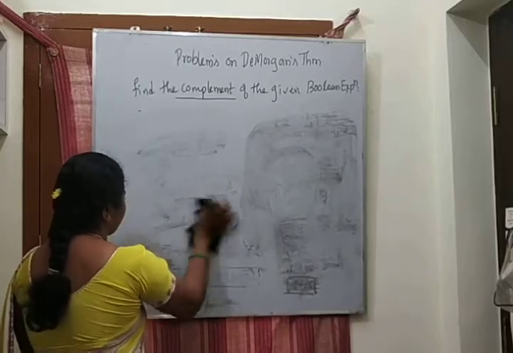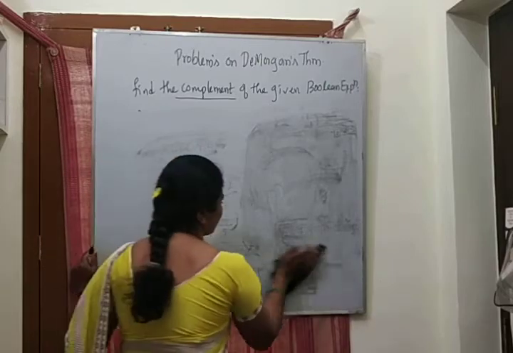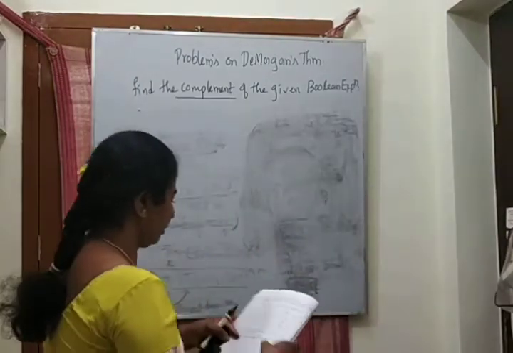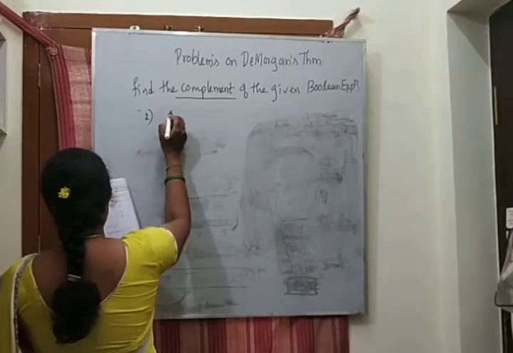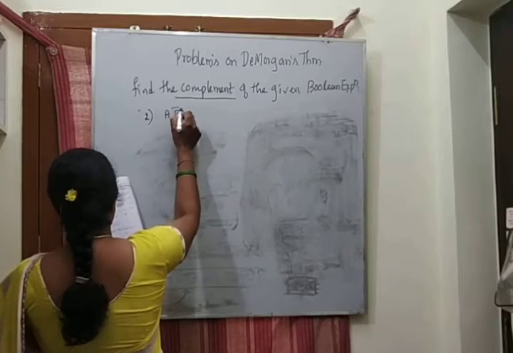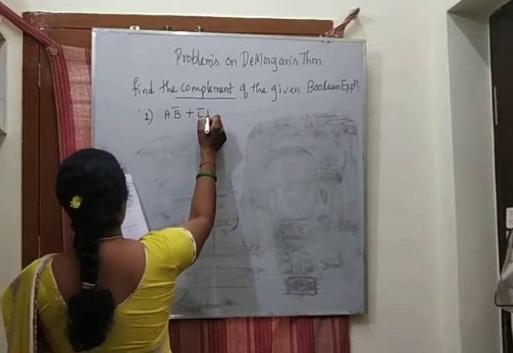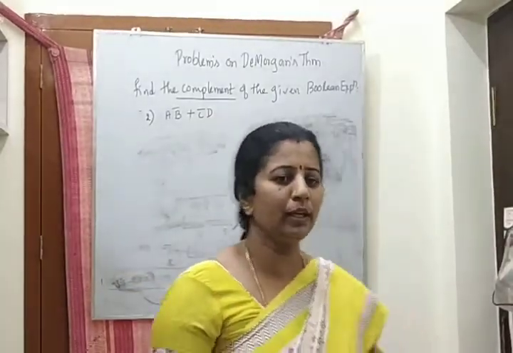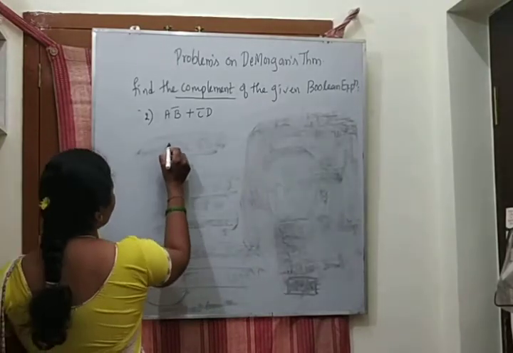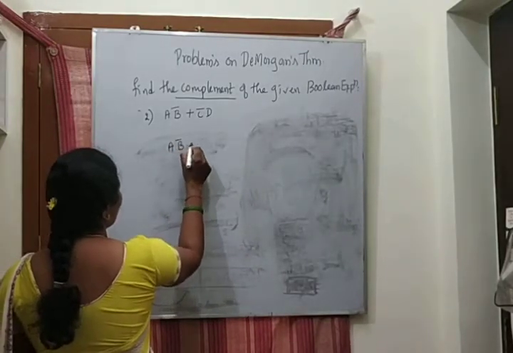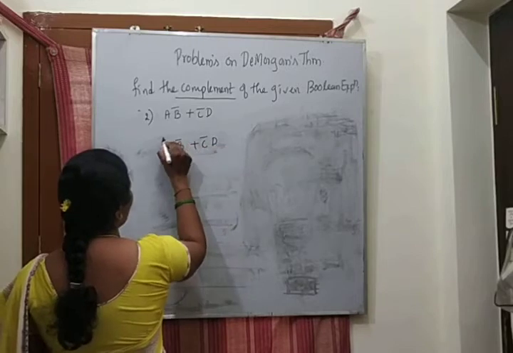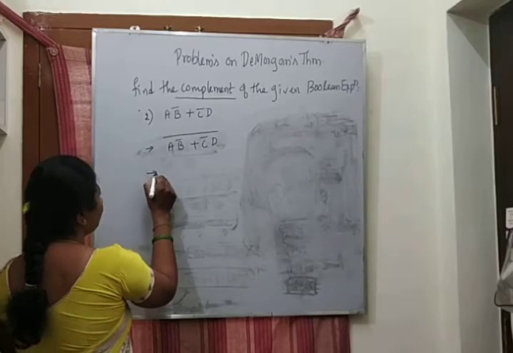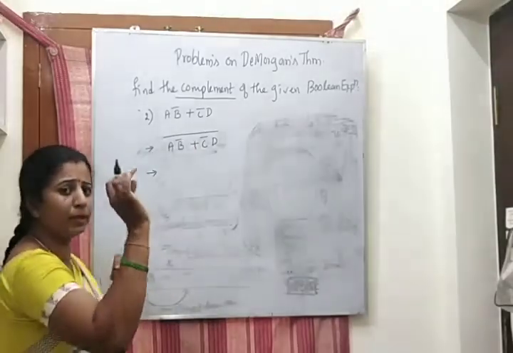Apply the complementation for the given Boolean expression. The second problem: A B complement plus C complement D. Copy down the expression as it is: A B complement plus C complement D whole complement. This is your first step. In the second step, this is compulsory: you need to apply the complete whole bar.